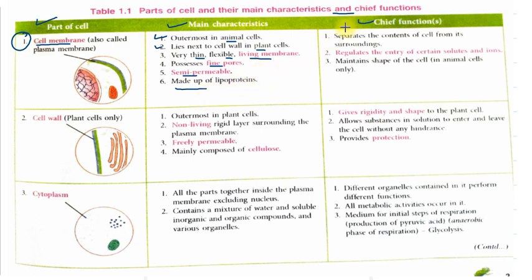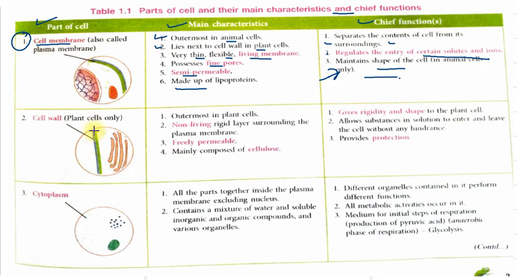So what are its main functions? Its main function is that it separates the contents of the cell from its surroundings. The second important function is that it regulates the entry of certain solutes and ions, so it is semi-permeable. It maintains the shape of the cell. It is rigid in animal cells only. It maintains the shape of the cell in animal cells only. Keep it in mind.